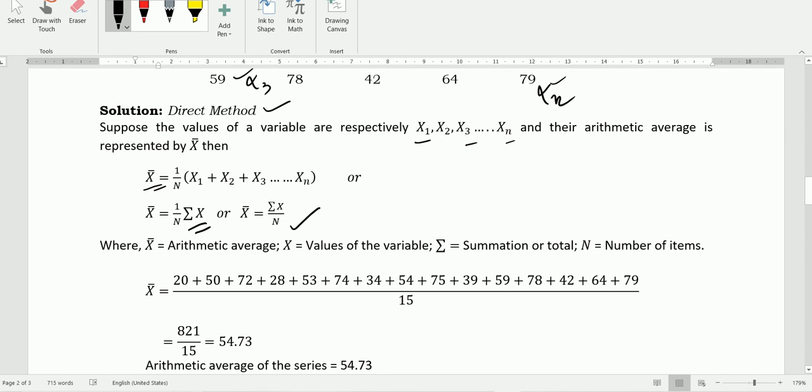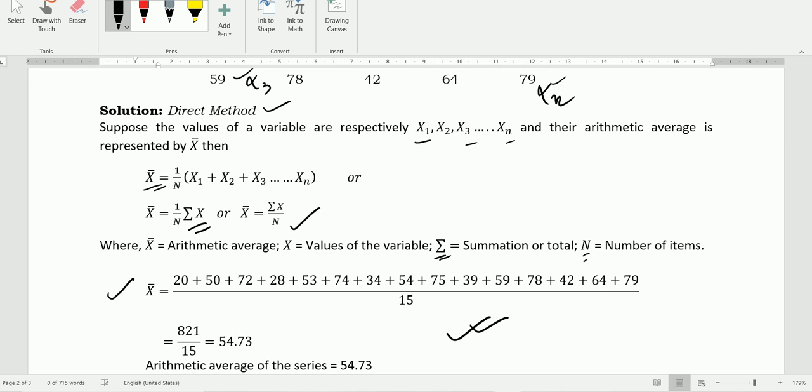X means values of the variable, and sigma refers to the summation or total. Then n refers to the number of items. So summation x means the total of the values. So here is the calculation. You may present it in the form of a table also. To conserve space, I am doing it like this.